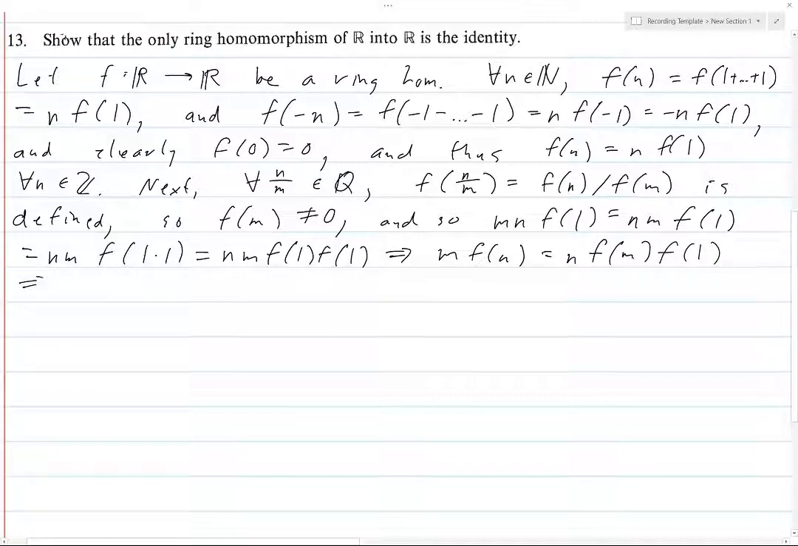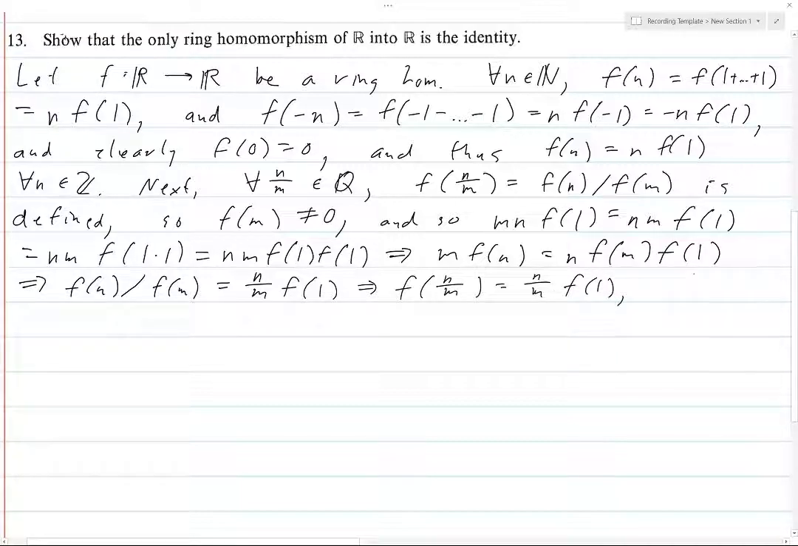And so what do we do now? We get f of n, we divide by f of m because f of m is non-zero, and thus we are allowed to do so. And we know by assumption m is not 0, so we can divide both sides. And so f of n over m equals n over m times f of 1. So f of q equals q times f of 1 for all q in the rationals.